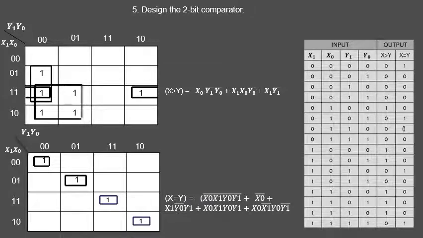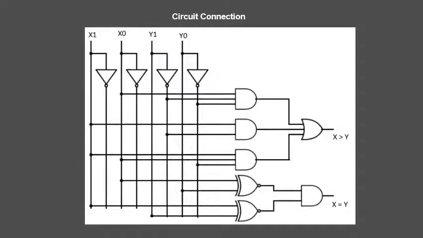So I make the K-map and Boolean expression. I made the K-map based on the truth table. So I also made the Boolean expression based on the K-map. So this is the block diagram for the 2-bit comparator. It consists of 4 NOT gates, 4 AND gates, 1 OR gate, and 2 XNOR gates. After that, we need to create the truth table based on theory that we get from the notes.